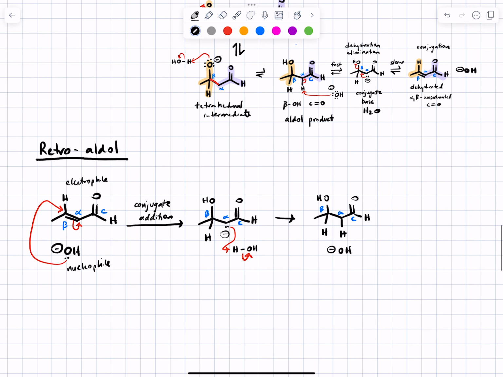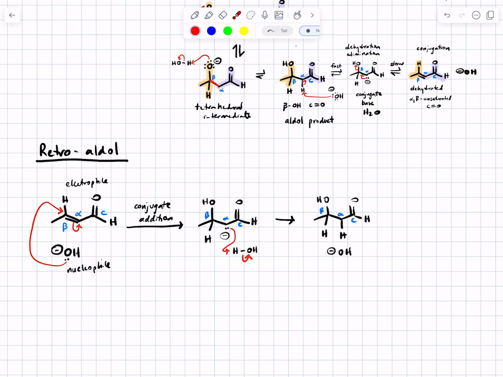Now compare what we've done here to what was done here. Notice that the products and the intermediates are all identical, right? We had OH minus here, we had alpha beta unsaturated carbonyl compound here, same thing here. Immediate precursor, water and the conjugate base, water and the conjugate base. Immediate precursor to that, beta hydroxycarbonyl compound and OH minus, same thing here. Okay? And so we could continue.